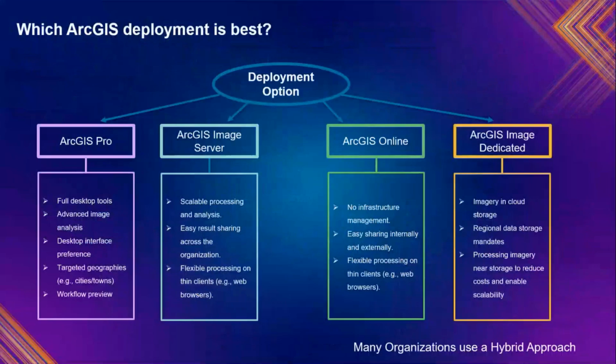So, which deployment is best? Well, it depends on your needs. This is a summary of the 4 different ways of doing it: desktop with ArcGIS Pro, ArcGIS Image Server with Enterprise, and SaaS with ArcGIS Online or Image Dedicated. Each one has its advantages, and many organizations would use a hybrid approach. Very often organizations use a combination of Online and Image Dedicated, which is a very common use case, but many organizations utilize multiple of these deployment options for their data.